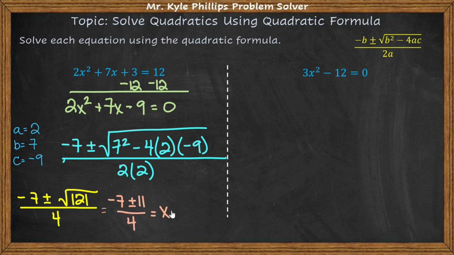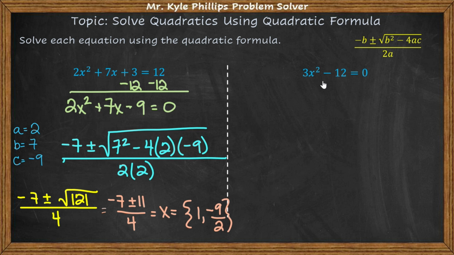So now my solutions will be negative 7 plus 11. So negative 7 plus 11 is going to give me positive 4. Over 4 is going to give me 1. And negative 7 minus 11 is negative 18. And negative 18 over 4 is going to give me negative 9 over 2. And these will be my two solutions to this quadratic equation.